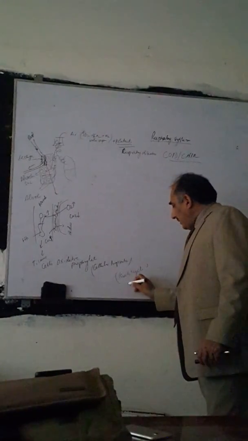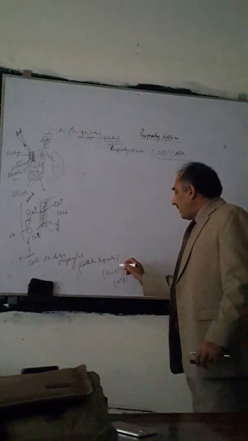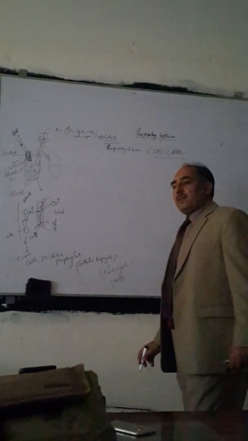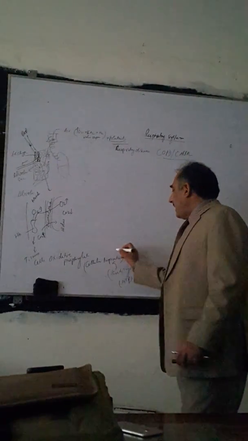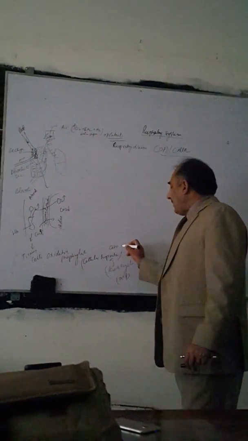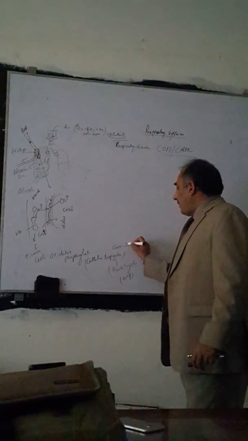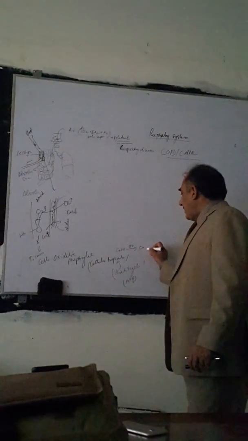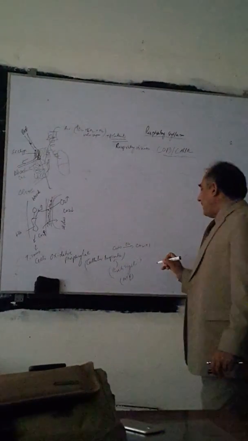You see, these ATPs are sources of energy. But what happens in oxidative phosphorylation? This oxygen is used, and if your food has carbohydrates, then in the presence of oxygen it is converted into carbon dioxide plus water plus energy.